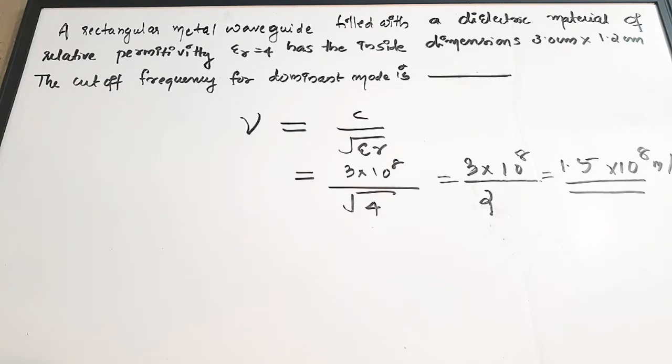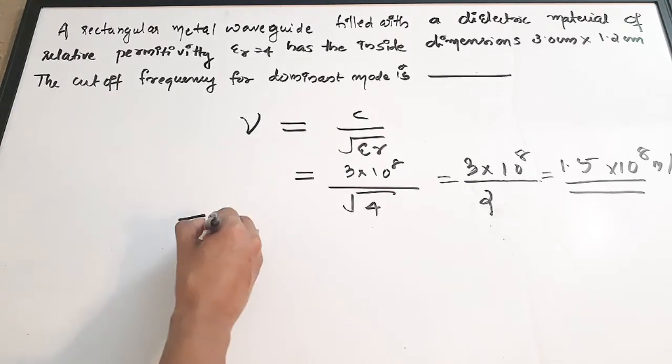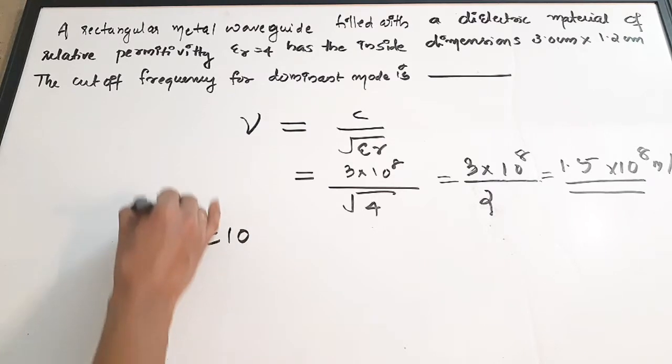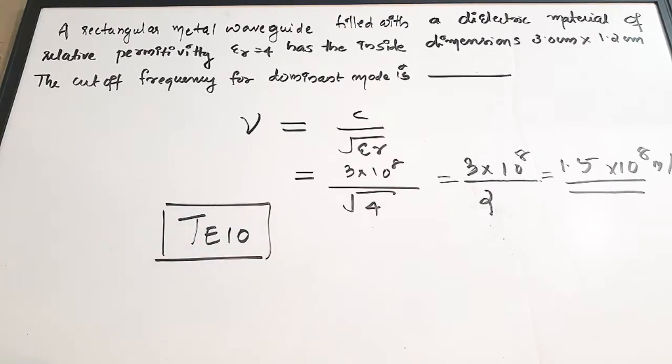Now we need to find the dominant mode's cutoff frequency. And for that, first we need to find what is the dominant mode. The question is regarding a rectangular waveguide, and we know that while discussing the theory, I have mentioned that the rectangular waveguide has a dominant mode which is equal to TE10. Please note it somewhere because it can come as theory questions also. TE10 is the dominant mode for a rectangular waveguide. Now we need to find the cutoff frequency for this mode.